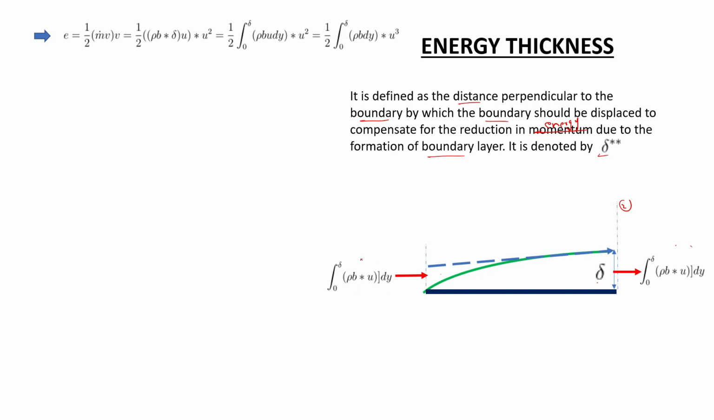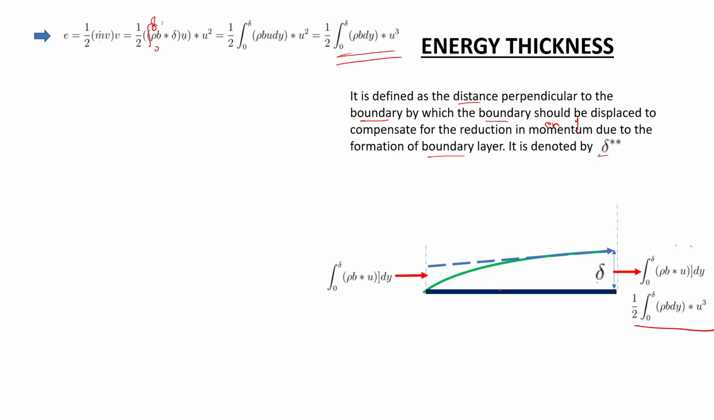Now let us find out the energy of the fluid flowing through here. You can see that the energy equation is half m dot v squared, so half m v square. So m dot is equal to rho b into delta into u. You have seen that it will be integral 0 to delta of half rho b u dy into u square. This is equal to half integral 0 to delta rho b dy into u cube. So this is the equation for the energy of the fluid.